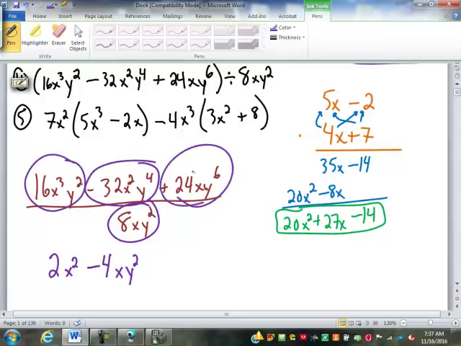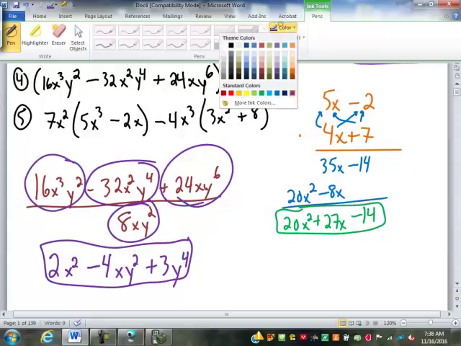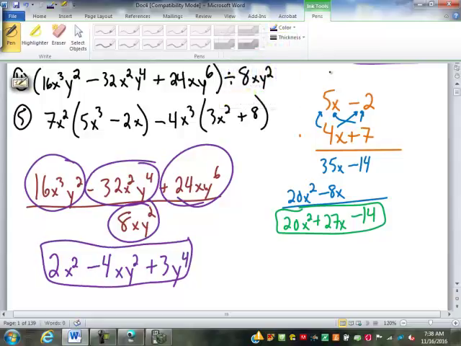24xy to the 6. 24 divided by 8. Positive 3. x divided by x. Nothing, it divides out. Y to the 6 divided by y squared. Y to the 4, good. So there it is. Any questions on that one?